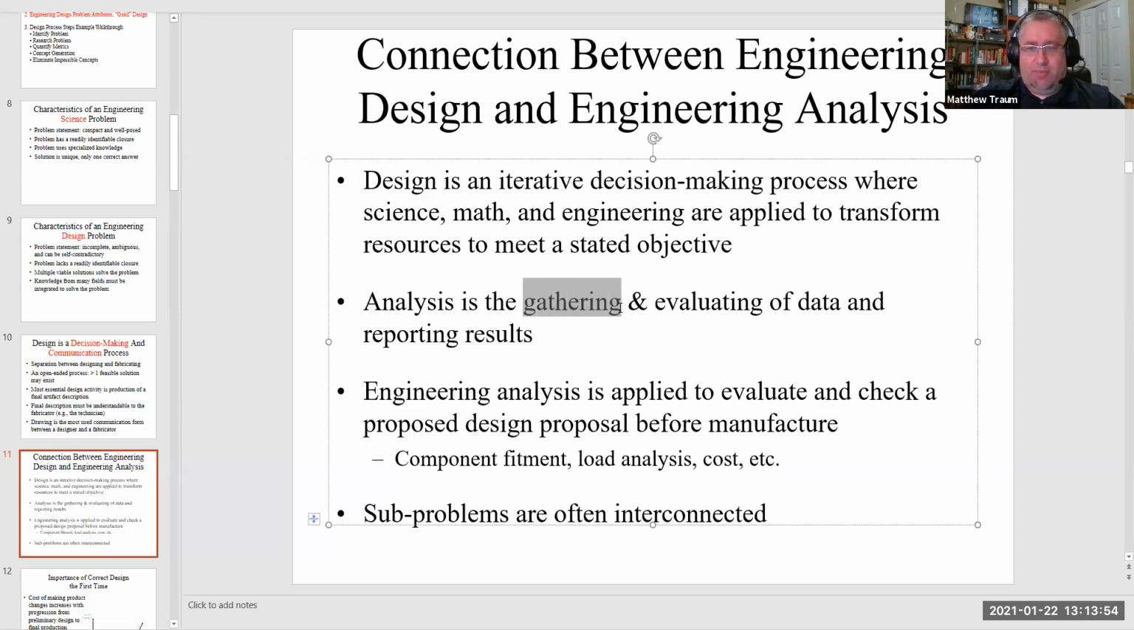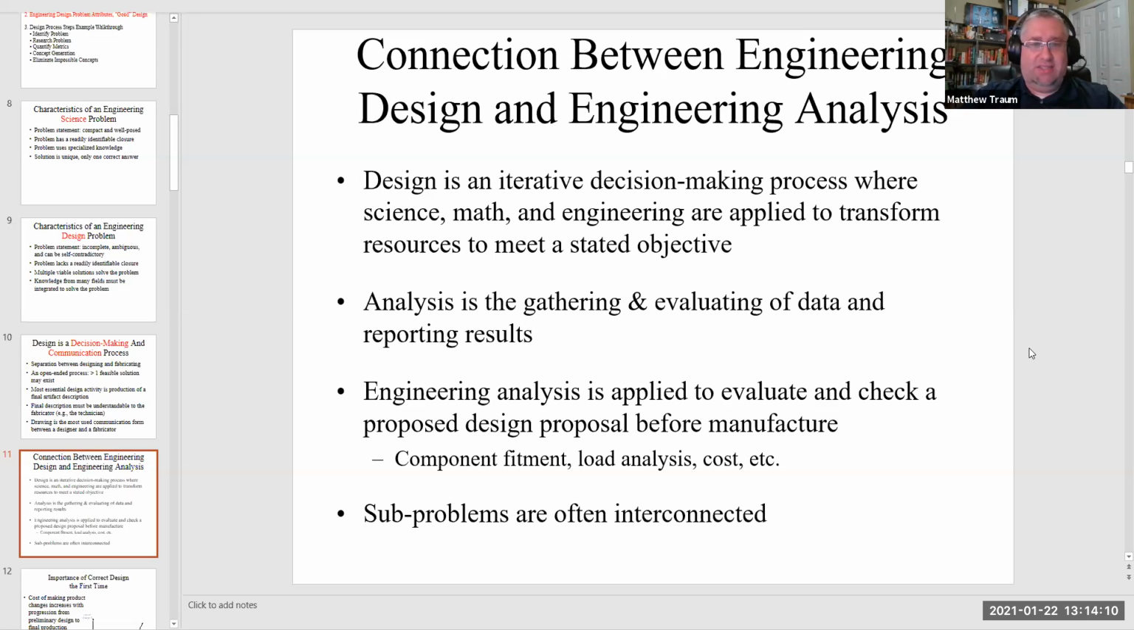Gathering data used to be really hard, right? So even when I was a student, the internet was a new thing, and all of the information that we had came out of textbooks. Now, everything is up on Google, right? It's all up on the internet. And so gathering information is super simple now.